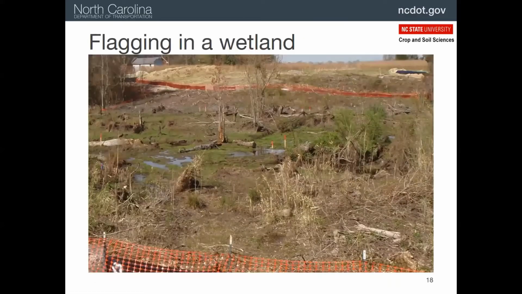So here, if you have eyes probably better than mine, you can see the flagging out here. And this is a good example of a wetland. And so they've put in their flagging. Maybe this is where the bridge supports are going to go. I don't know exactly for this particular project, but it just gives you an idea of what you're looking at. And then we got the safety fence, of course, right on the border as well.